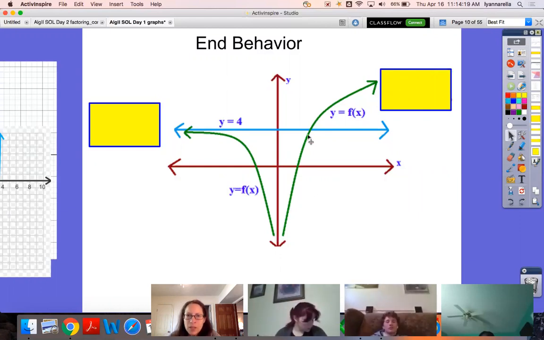Alrighty. So as x approaches positive infinity, that means the graph is going this way. Where's y approaching? Where is it going?